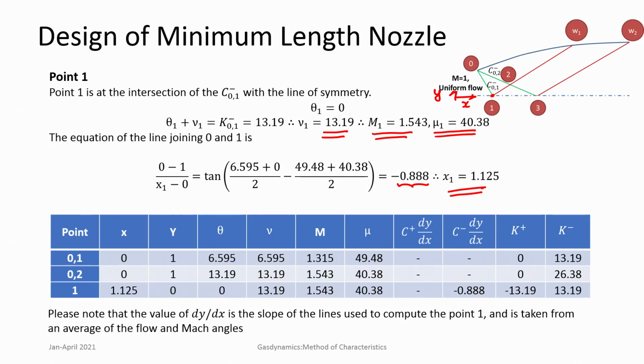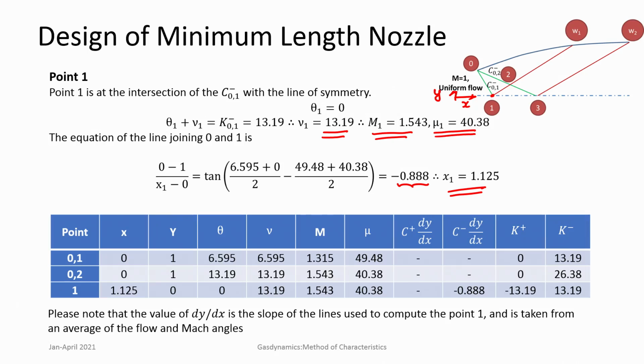So we write the values for 1 here, x is known, y is 0, theta is 0. Now we got nu as 13.19, corresponding Mach number and mu are also written, and the value of the slope that we used. So we got the values for x and y, also given over here. Now K plus and K minus can be determined again here. K plus now is theta minus nu, which is minus 13.19, because theta is 0 and nu is 13.19.